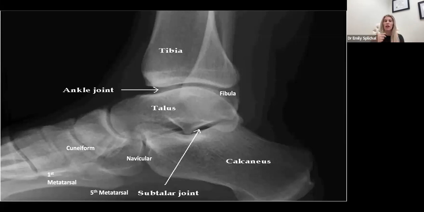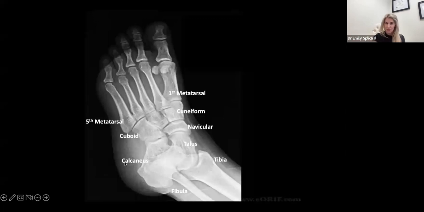Then moving forward into our midfoot, this is going to be the navicular, cuboid, and the three cuneiforms.